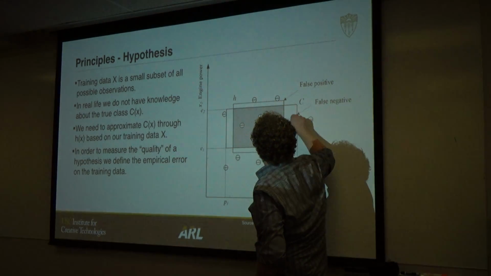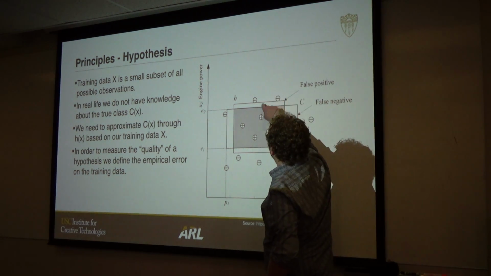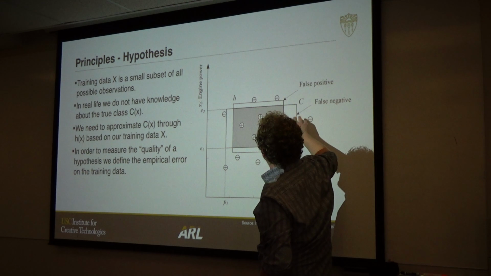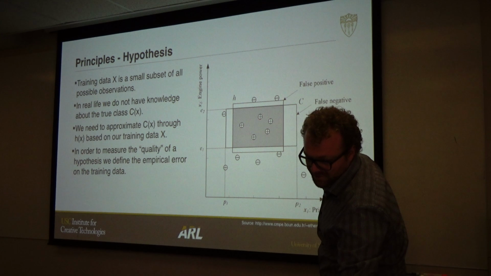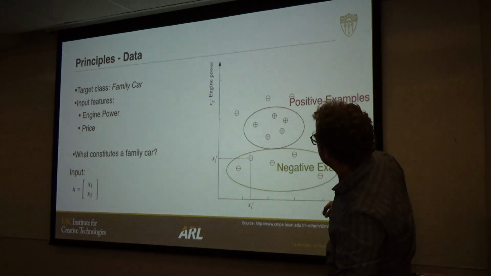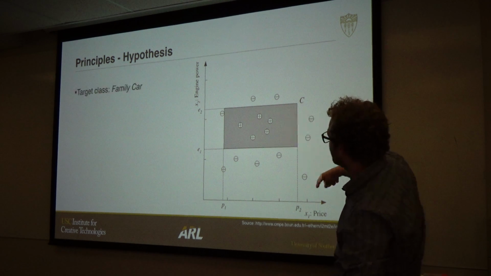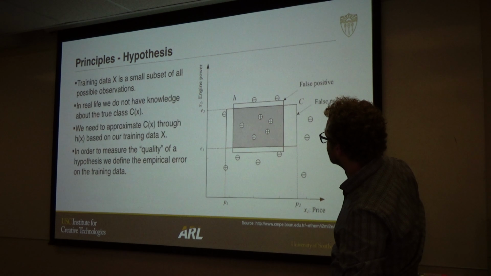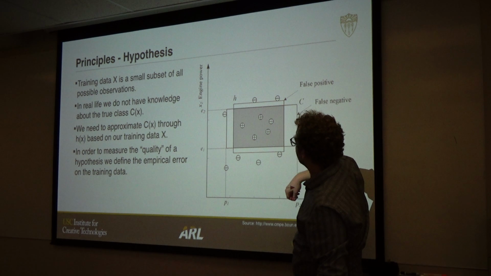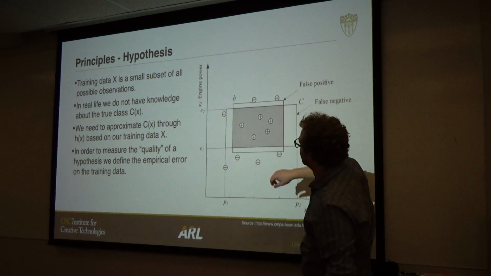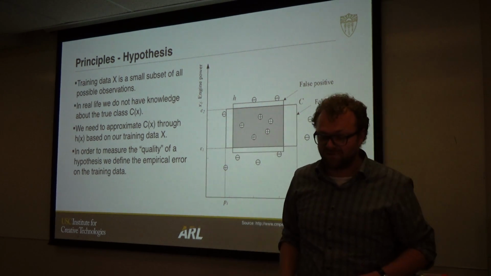And what would happen? We'll probably get a lot of observations that might end up in here or in there. And if we use this hypothesis here, we can make errors. We can make mistakes, right? So if something falls in here, it's a mistake. If something falls in here, it's a mistake, because this is the actual definition of it.